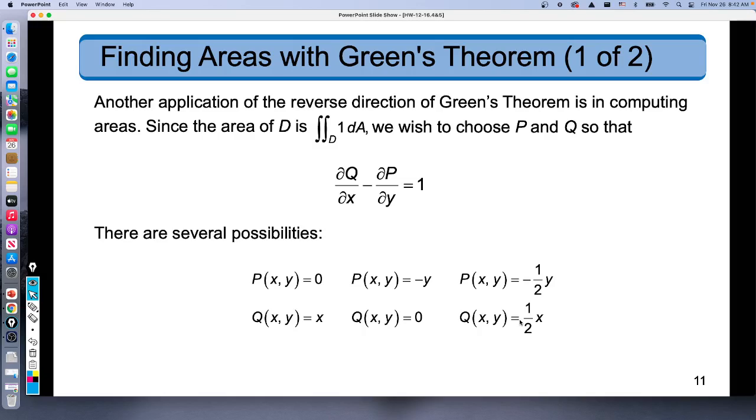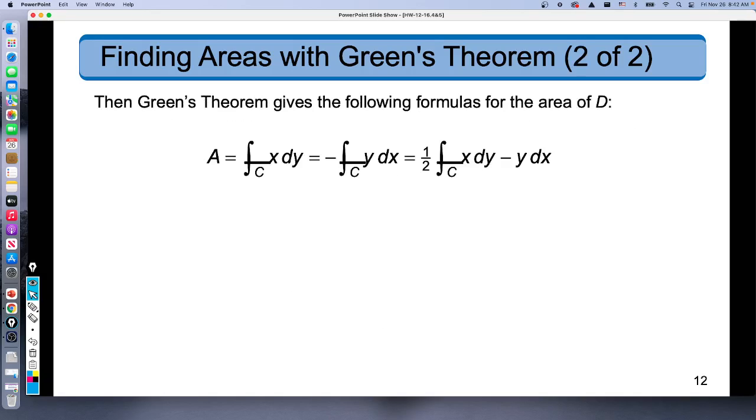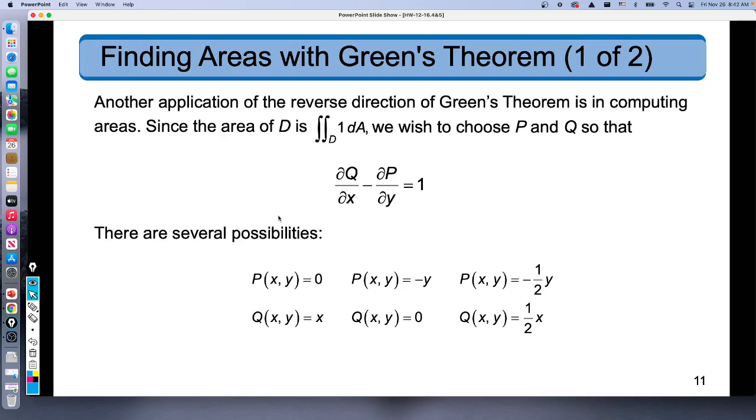So that gives us 3 different formulas to work with now, and this is just building off of Green's theorem. Okay, so we could have some sort of constant here times x dy, and that would be that first one, right? Q is this, so this is x.